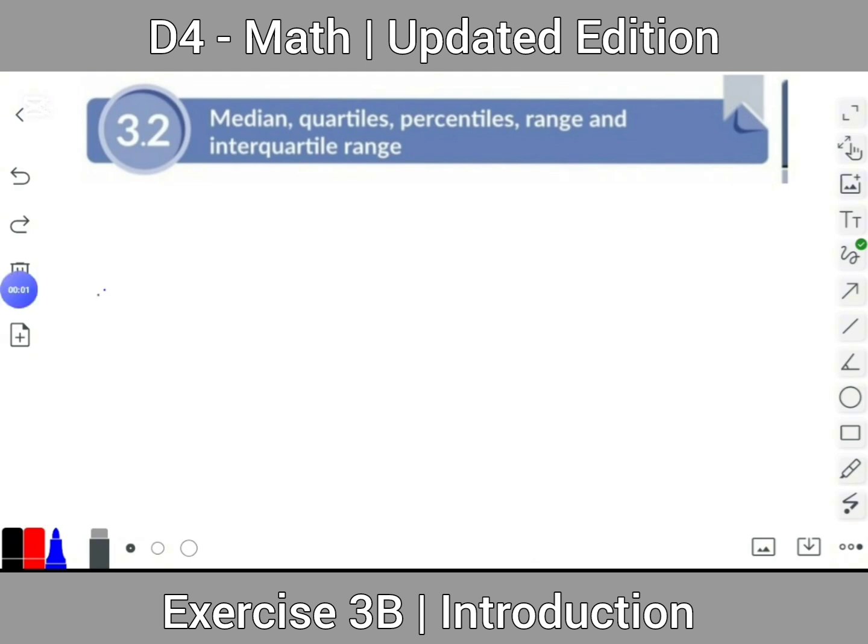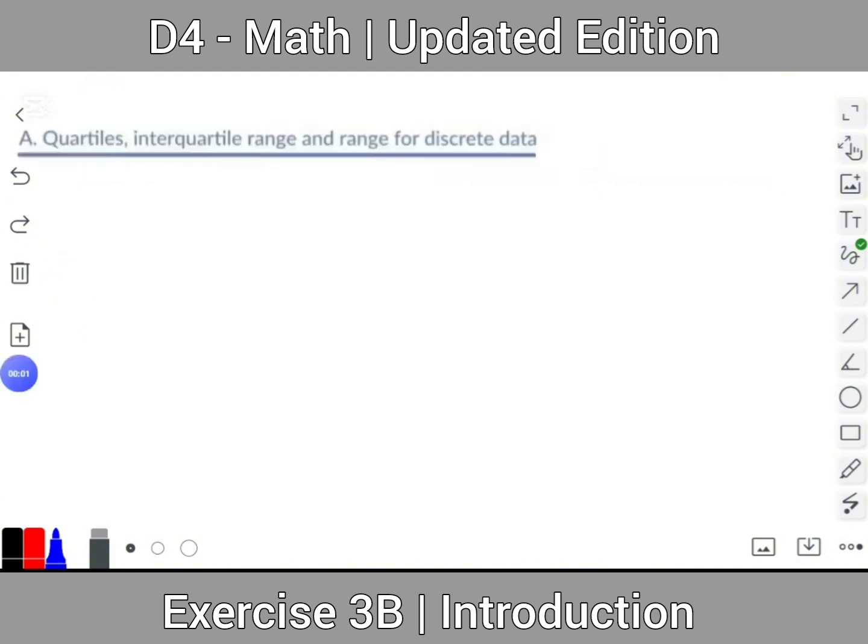First, we will recall how to find the median of a set of discrete data and then learn how to find the quartiles, before returning to finding these statistics from a cumulative frequency curve, which is used to display continuous data. Now first we will find out the quartiles, interquartile range and range for discrete data. We'll see what is median.